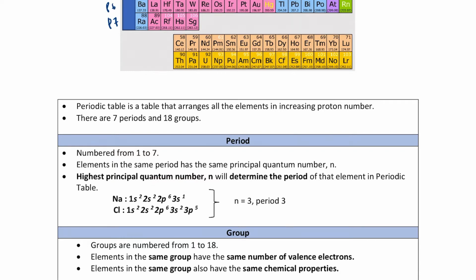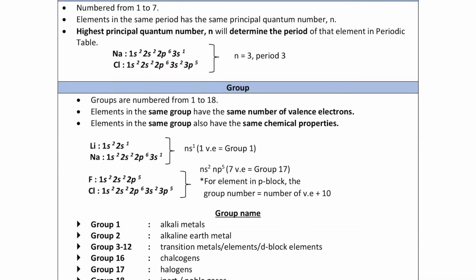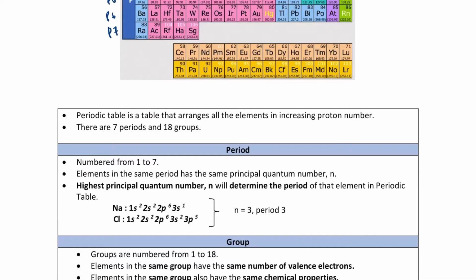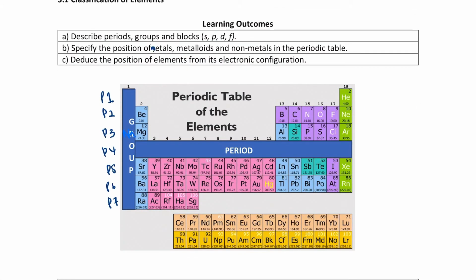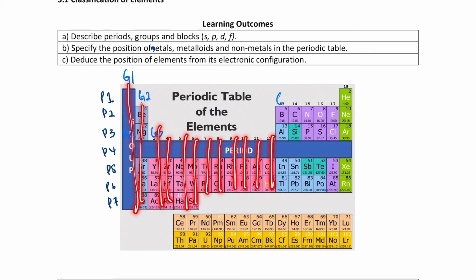Next, let us look at group. Groups are numbered from 1 to 18. Groups are vertical. So this is group 1, group 2, group 3, and these are 3, 4, 5. So group 1, 2, 3, 4, 5, 6, 7, 8, 9, 10, 11, 12, and then 13, 14, 15, 16, 17, 18.